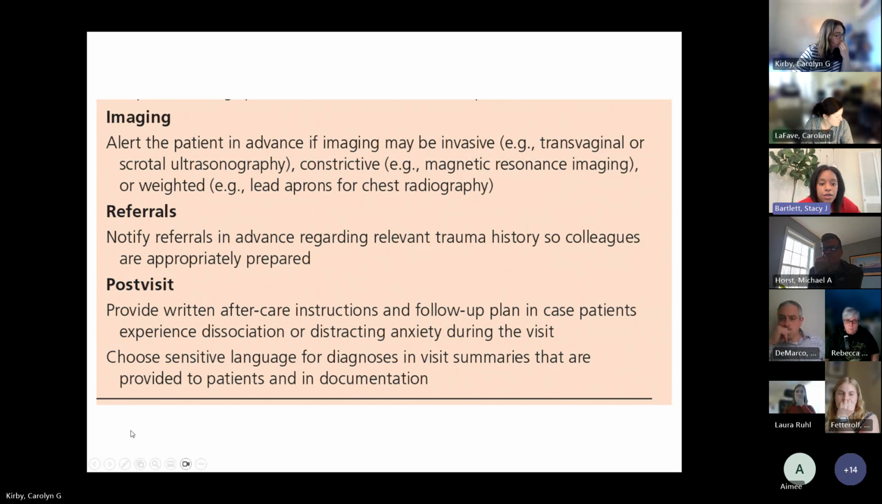And post-visit, so getting written aftercare instructions and follow-up plans, because even folks without trauma can be very distracted, can be confused, overwhelmed in a medical visit. But folks who've experienced trauma can certainly have dissociation or anxiety during a visit. So making sure we're doing high quality aftercare instructions that are written, and then using language that is sensitive for those diagnoses that might go in an after visit summary, because that can also be a source of violence or abuse if folks are able to see that, or just re-traumatization for the patient themselves.